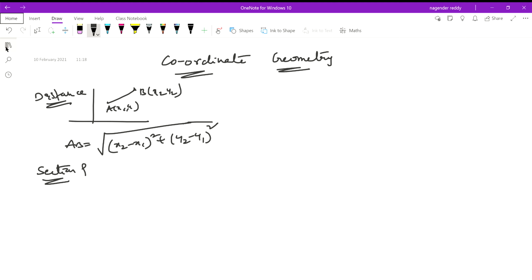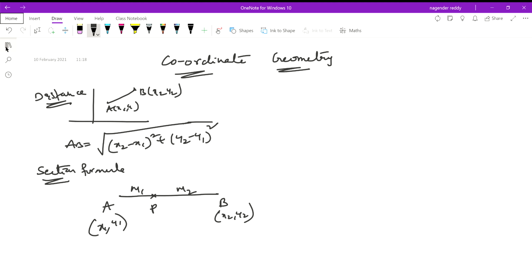What is the section formula? For example, a line AB. Suppose a line is passing through A, which is x1 comma y1, and B, which is x2 comma y2. These are the two points on the line, and the line segment is divided by a point. Suppose P is a point which divides AB in the ratio m1 is to m2. Suppose here one part, here two parts, then it is called 1 is to 2. Total 3 parts are divided. So m1 is to m2.